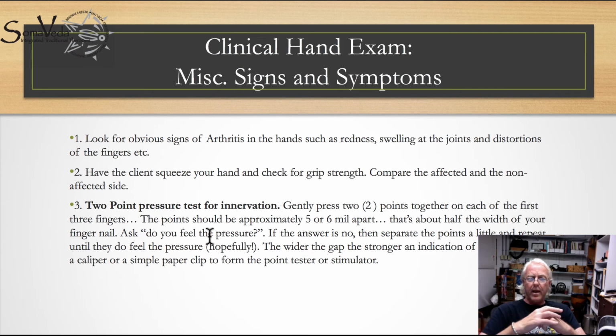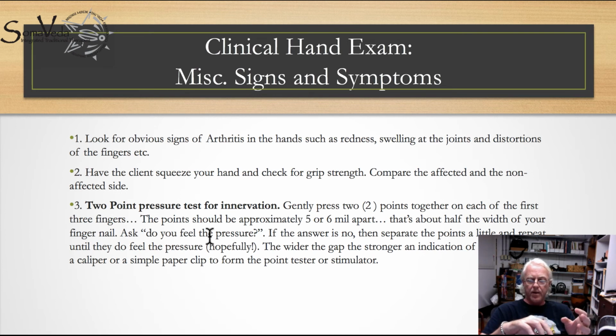Okay? And then we have what we call a 2-point pressure test for innervation. Gently press 2 points together on each of the first 3 fingers. The points are 5 to 6 millimeters apart. That's about half the width of your fingernail. Okay? And ask, do you feel the pressure? If the answer is no, then separate the points a little bit and repeat.